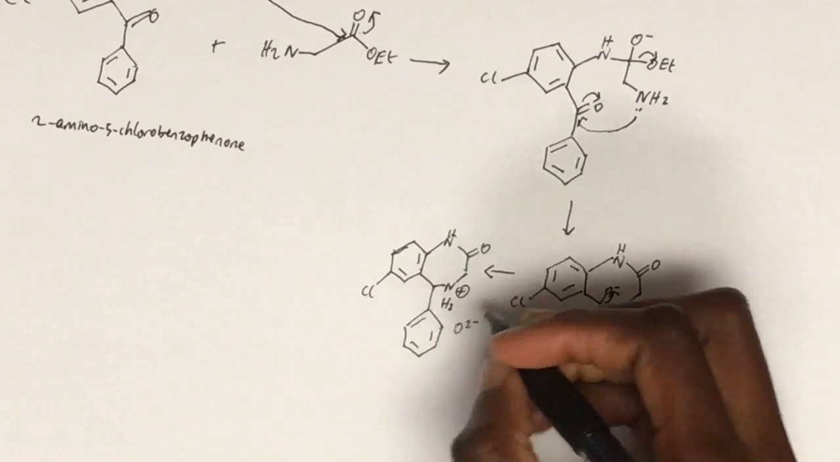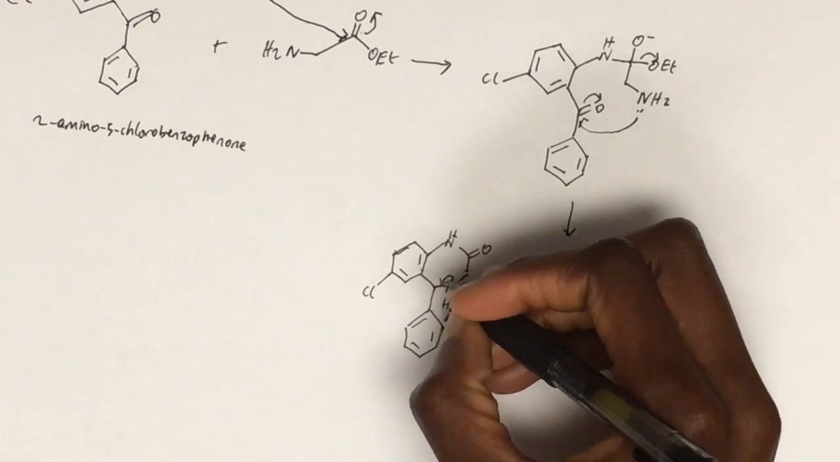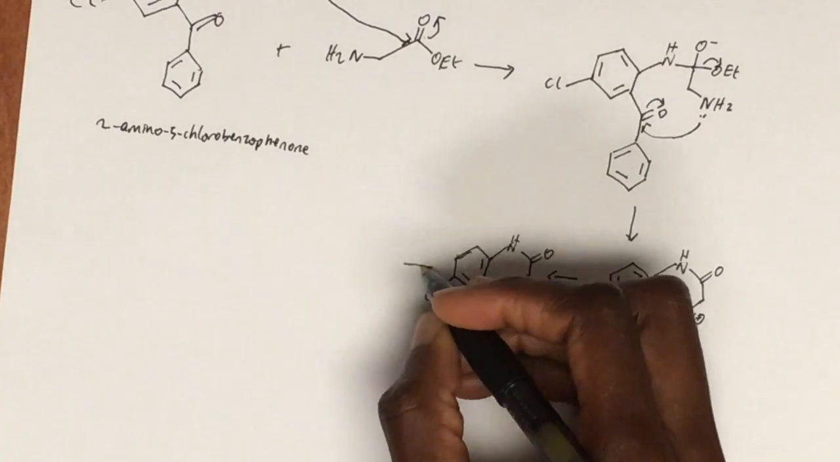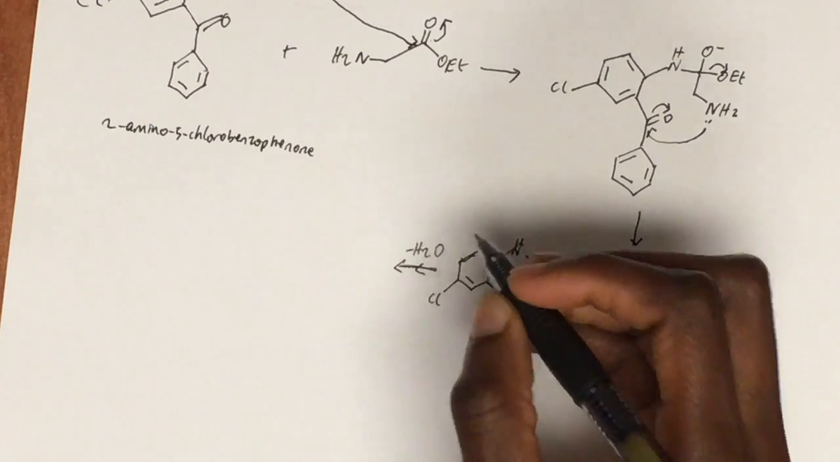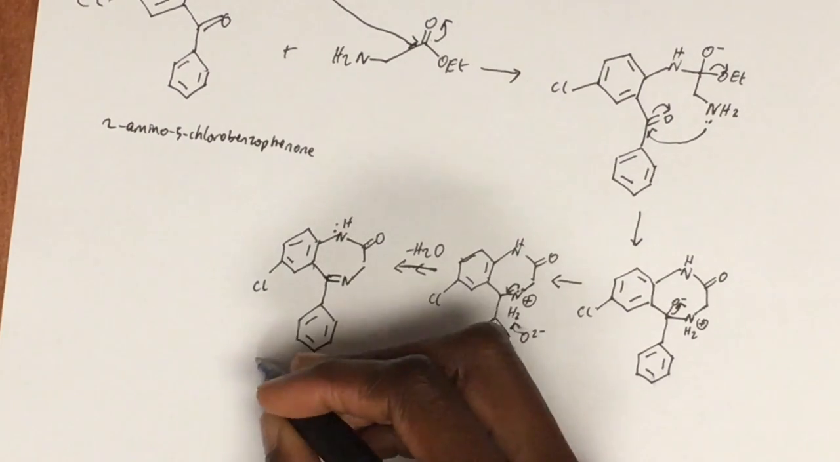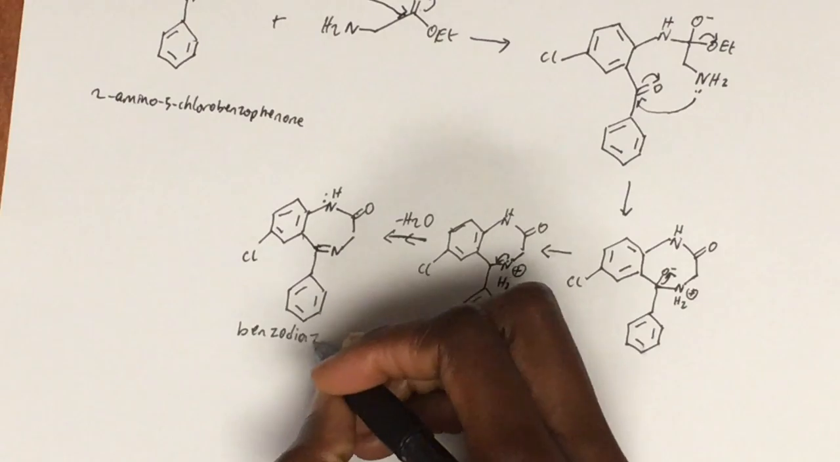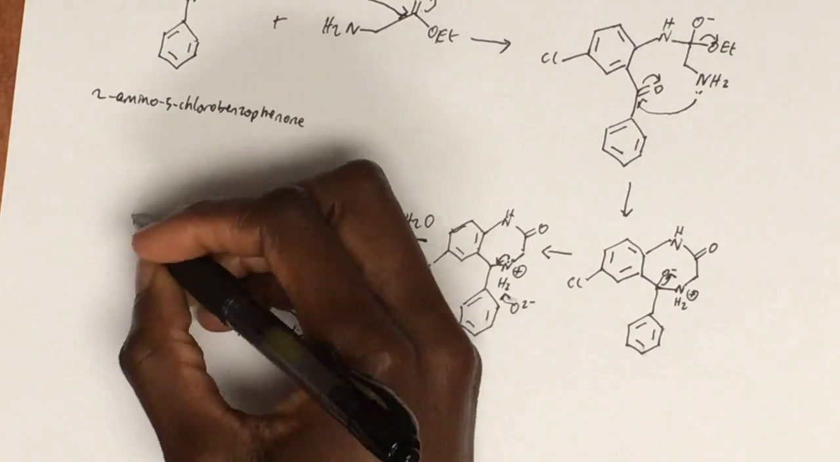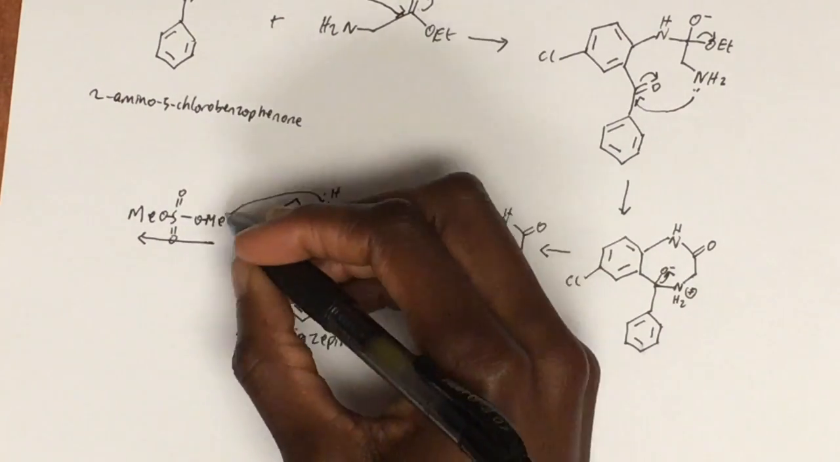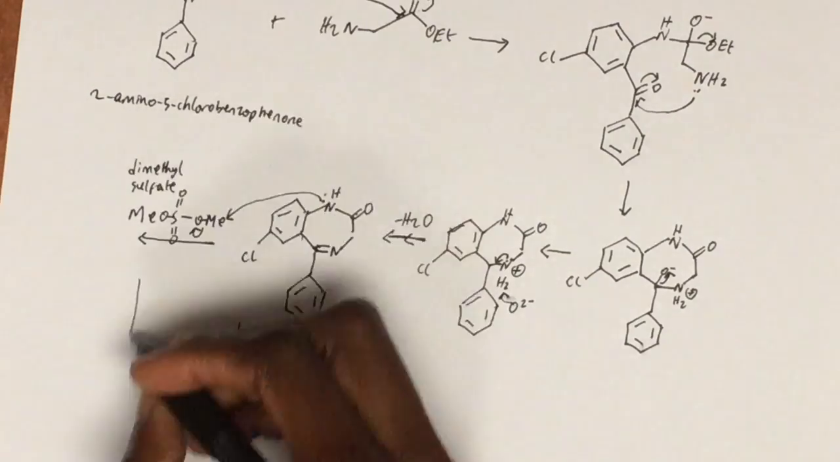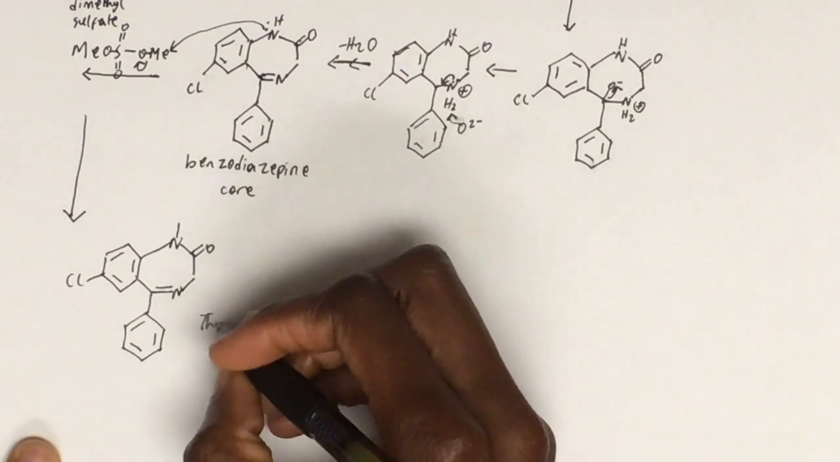Then, a negatively charged oxygen reacts with the amine group here and forms water that leaves. This gives us our benzodiazepine core. What remains now is to react it with dimethylsulfate to methylate it and give us our diazepam.